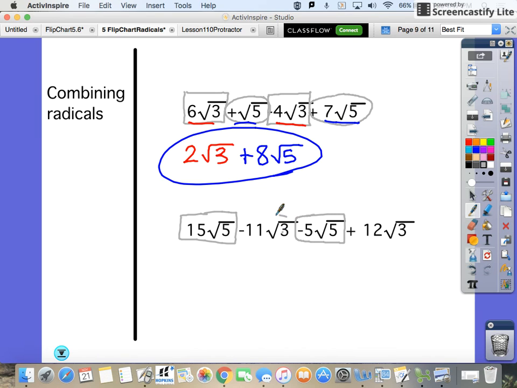Then I see a root 3. I'm going to circle that one. And I see another root 3. And I am including all the signs, you guys. Remember to include the signs. It's going to actually make a huge difference in your answer.